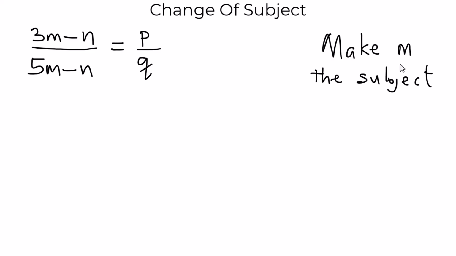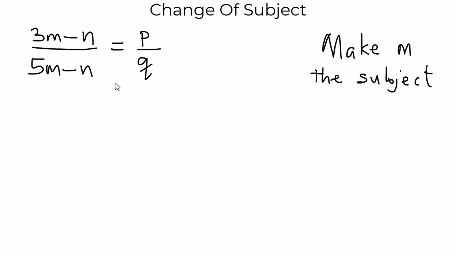So we have 3m minus n divided by 5m minus n equal to p divided by q. So how do we make m the subject? Mind you, for this particular equation, there is m over here and there's another m over here. That is going to be a little tricky, yes, but we can still find our way out. Also, this side has a fraction and this side also has a fraction.